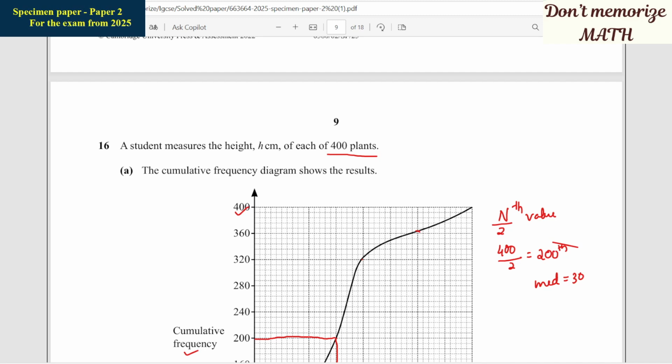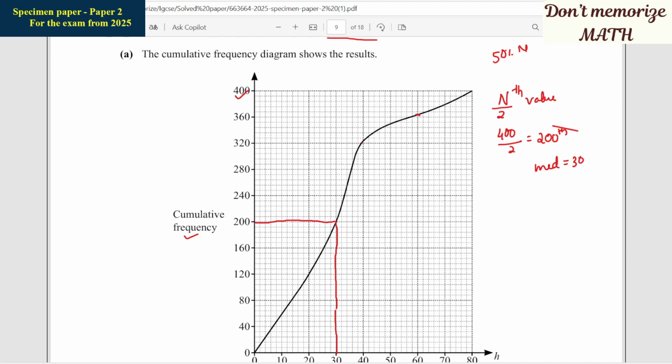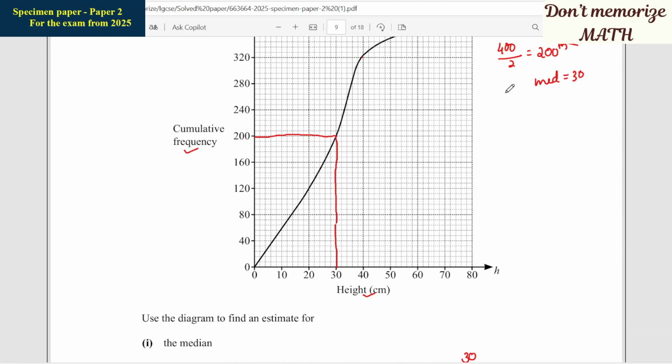For the median we found N over 2. Instead of taking N over 2, you can take 50% of N, then take the corresponding value. You will get the same answer. So first we will find the upper quartile. To find the upper quartile, you can find 75% of N, then find the corresponding value on the x-axis. Otherwise, you can take 3N over 4.